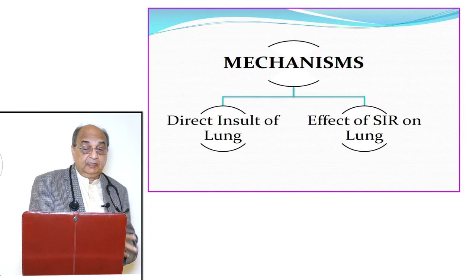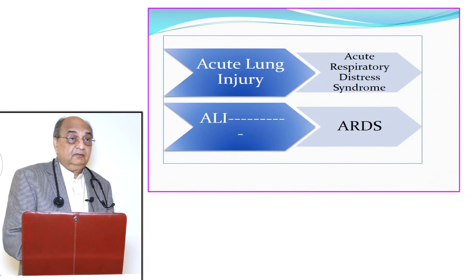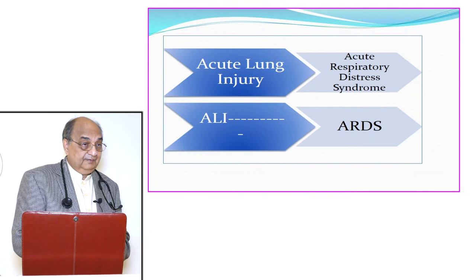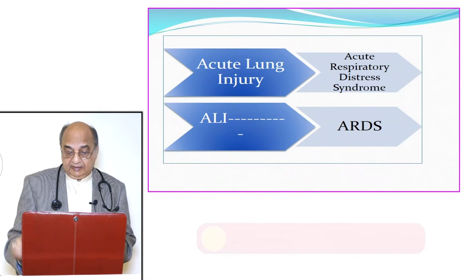There are two things. The first stage is acute lung injury, and immediately the respiratory failure starts, so we say the patient is going into acute lung injury leading to acute respiratory distress syndrome, ARDS. So it goes like that. First there is acute lung injury, then it goes into full-fledged ARDS.